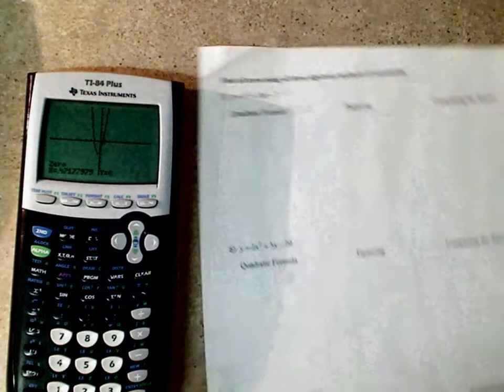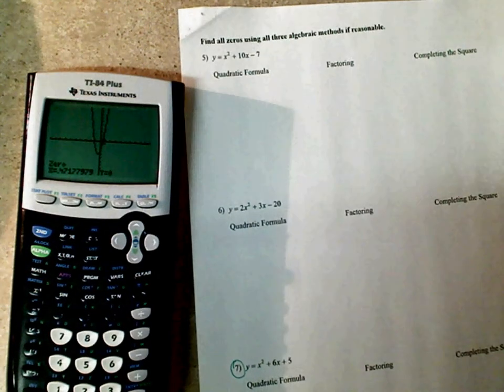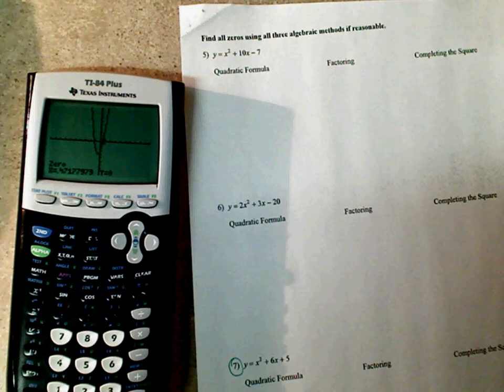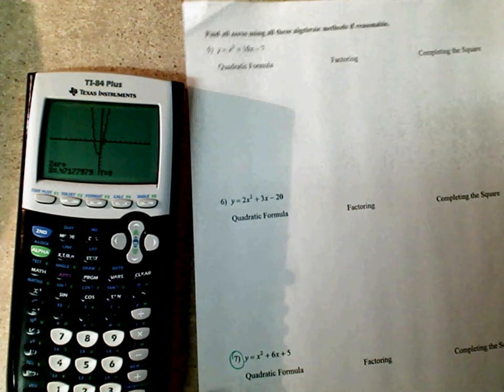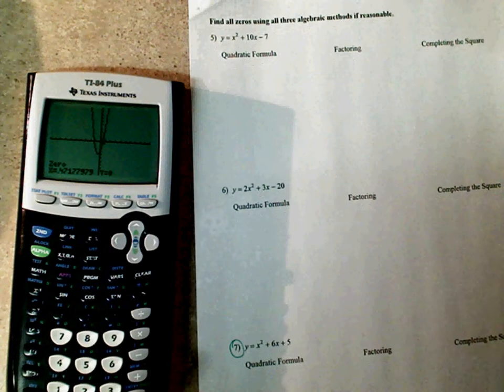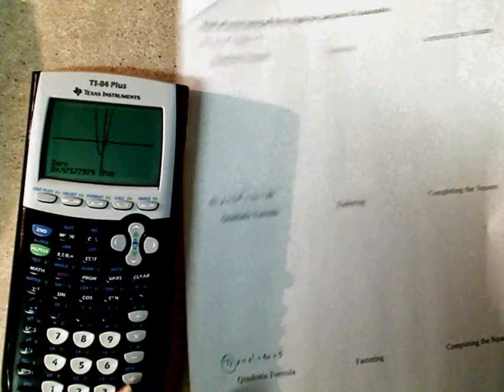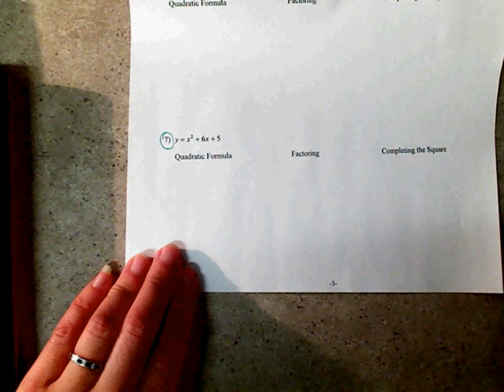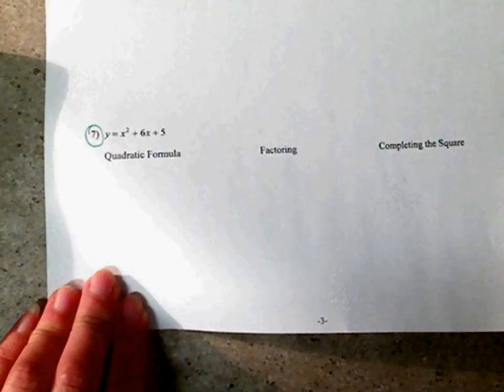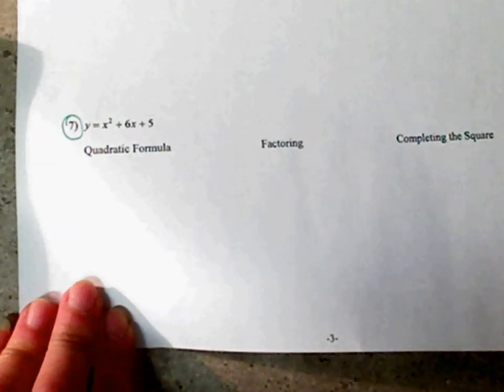Now, here we are going to do the quadratic formula, factoring, and completing the square. And if it's not possible, just write not possible. I'm going to do number 7, because number 7, you are capable of doing all of them. Okay? So let me make this a little bit bigger so you guys can kind of see the difference in each one of them. All right. Now take a look.